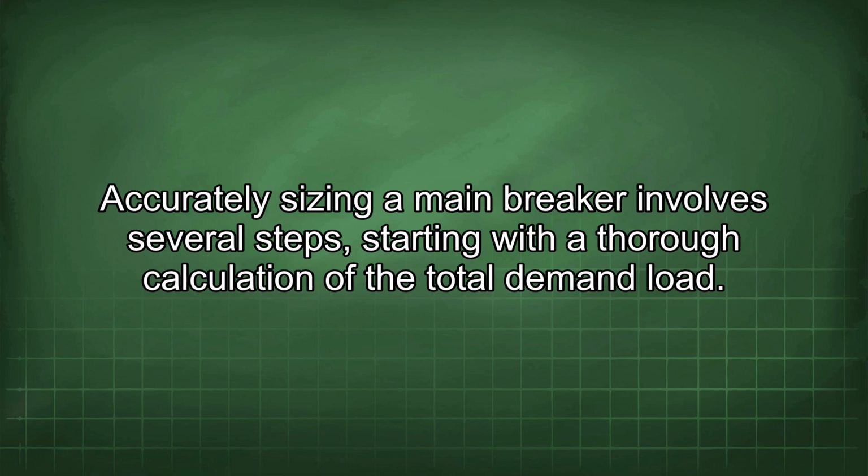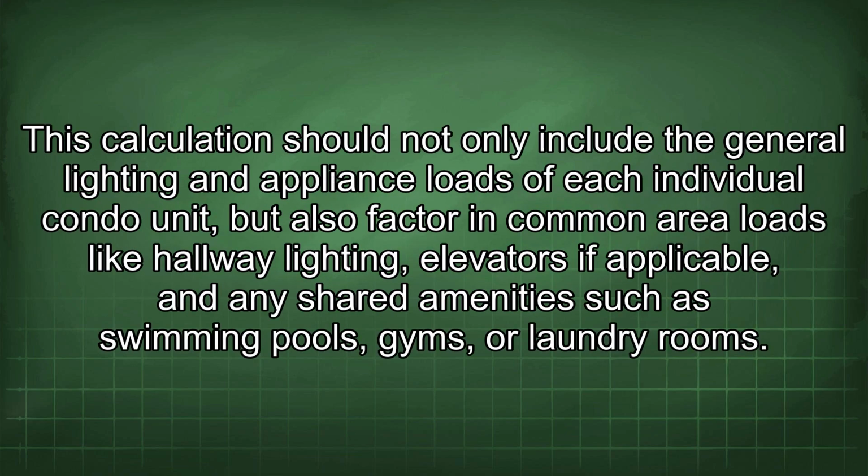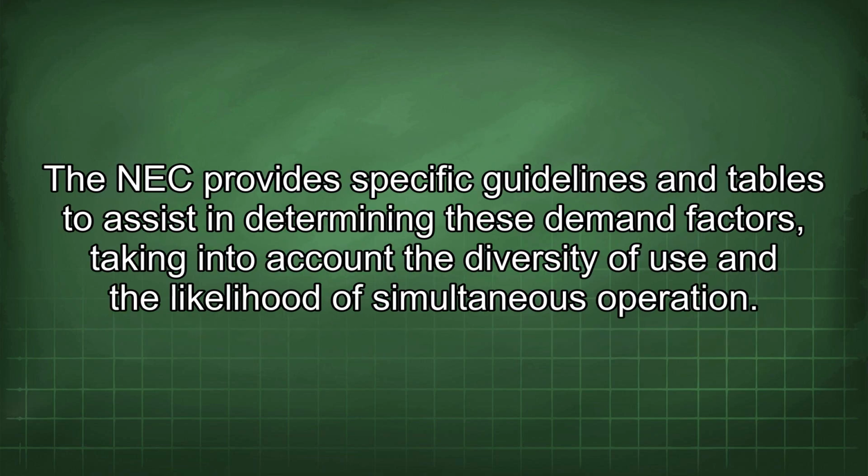Accurately sizing a main breaker involves several steps, starting with a thorough calculation of the total demand load. This calculation should not only include the general lighting and appliance loads of each individual condo unit, but also factor in common area loads like hallway lighting, elevators if applicable, and any shared amenities such as swimming pools, gyms, or laundry rooms. The NEC provides specific guidelines and tables to assist in determining these demand factors, taking into account the diversity of use and the likelihood of simultaneous operation.